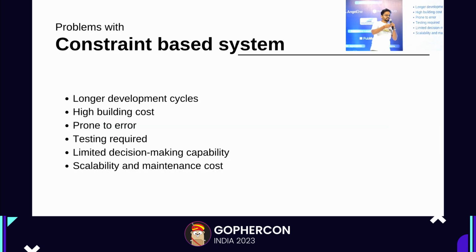These are the problems I witnessed with a constraint-based system: longer development cycles. If you want to add any new feature, it takes so much time. There are a lot of building costs, with developers and QAs getting involved. It's prone to error because you are touching the code, of course. Testing is required, decision-making capability is very low, and scalability and maintenance costs are extremely high.